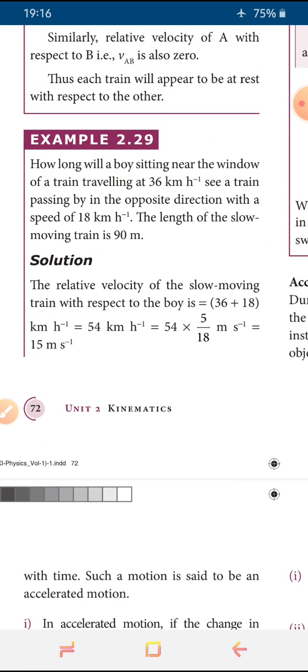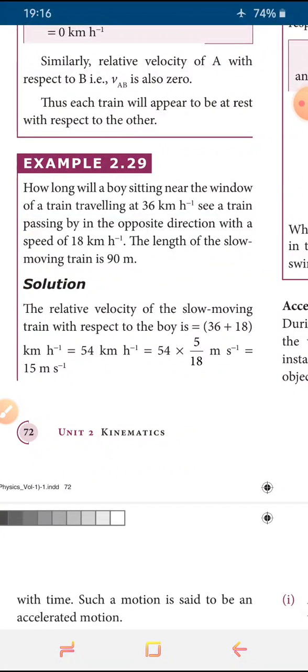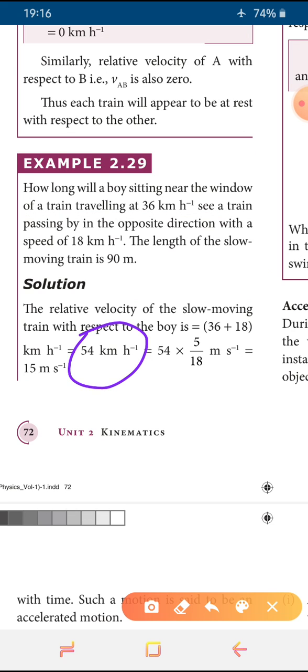The question is, how long will a boy sitting near the window of a train traveling at 36 km per hour see a train passing by in the opposite direction with a speed of 18 km per hour? The length of the slow moving train is 90 meters. Then the relative velocity of the slow moving train with respect to the boy is 36 plus 18. It is the opposite direction, so these two velocities are added. So 36 plus 18 is 54 km per hour. This is the answer we are getting.